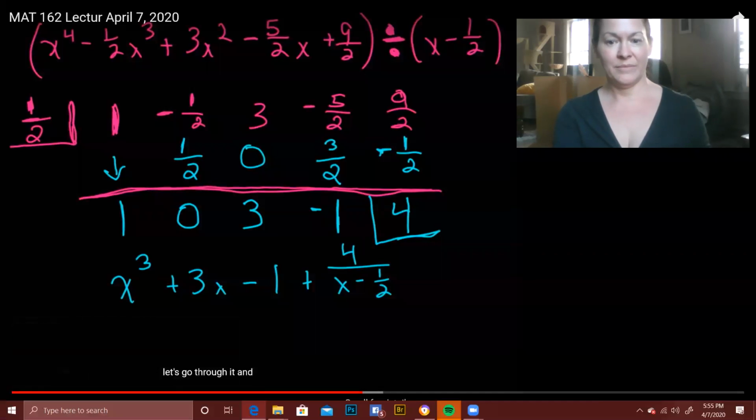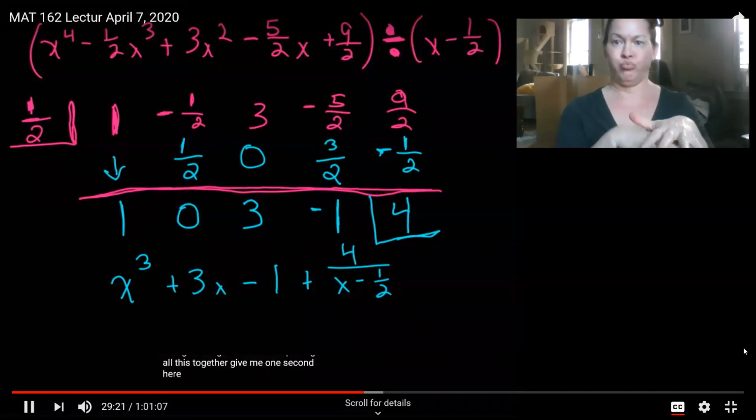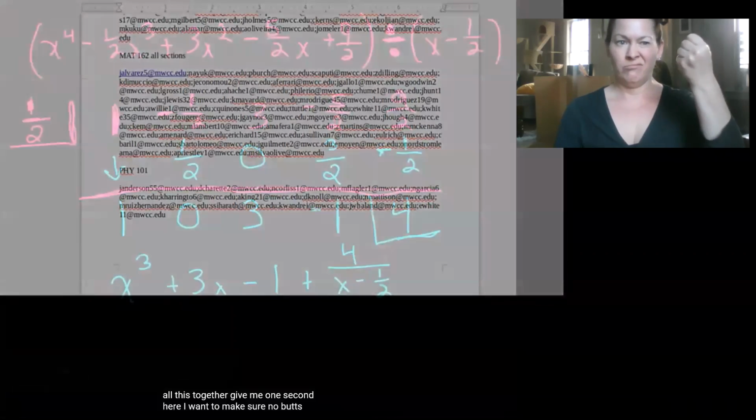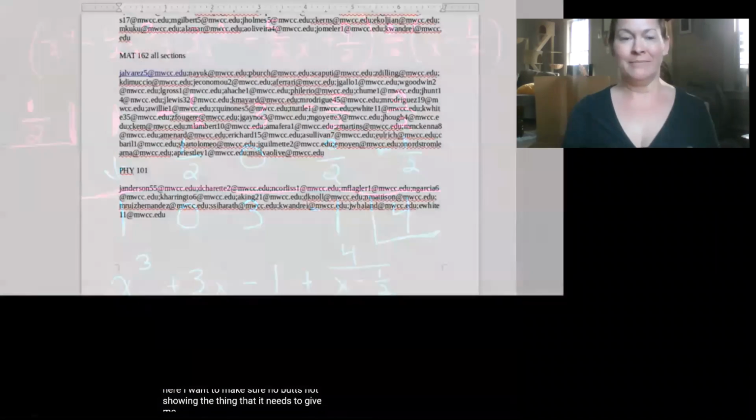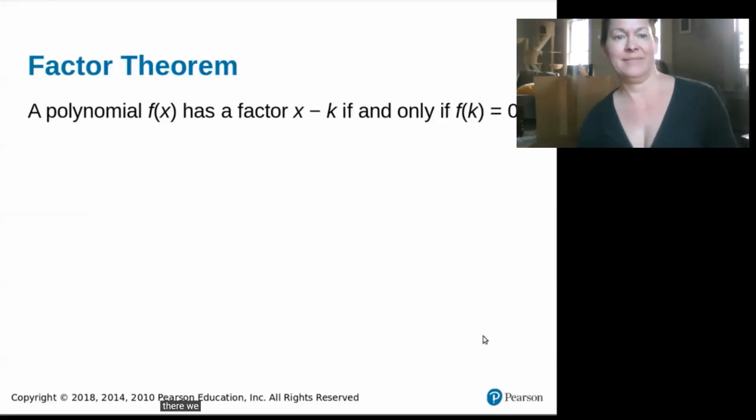Let's go through and look at putting all this together. Give me 1 second here. I want to make sure, nope, that's not showing the thing that it needs to. Give me 1 second. There we go.